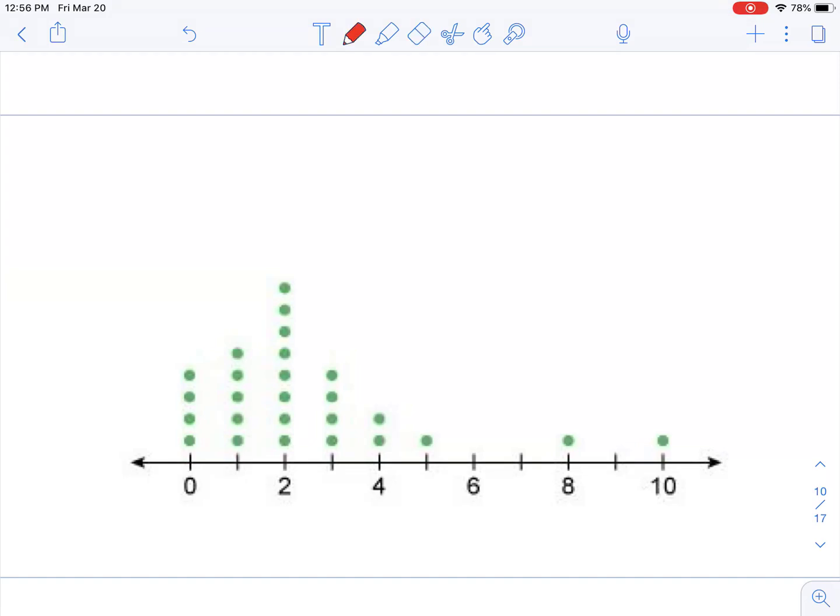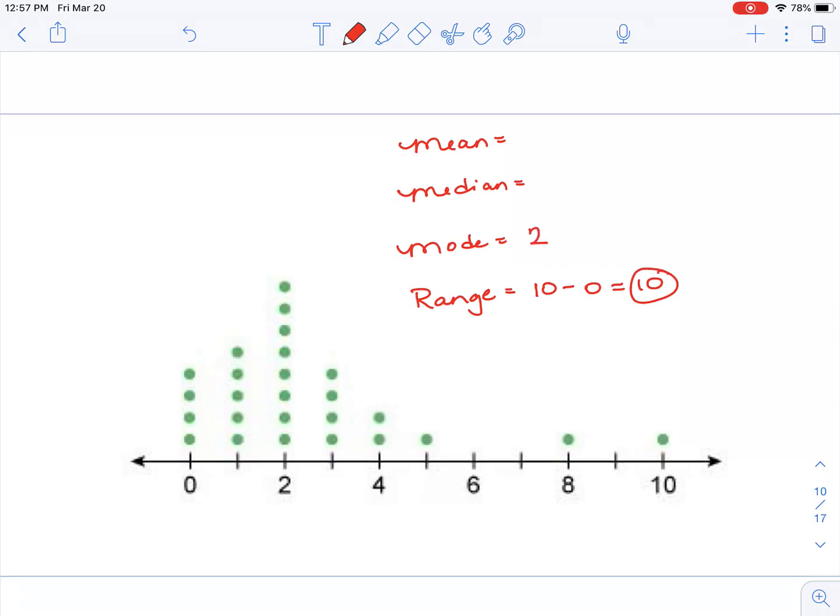So if I gave you this dot plot and I asked you to find the mean, the median, the mode, and the range. Well, the range is super easy to see because one great thing about a dot plot is your numbers are already placed in order. So your range is 10 minus 0, so your range is 10. Another great thing about dot plots is that the mode is real easy to see because it's the tallest column. So your mode is 2.